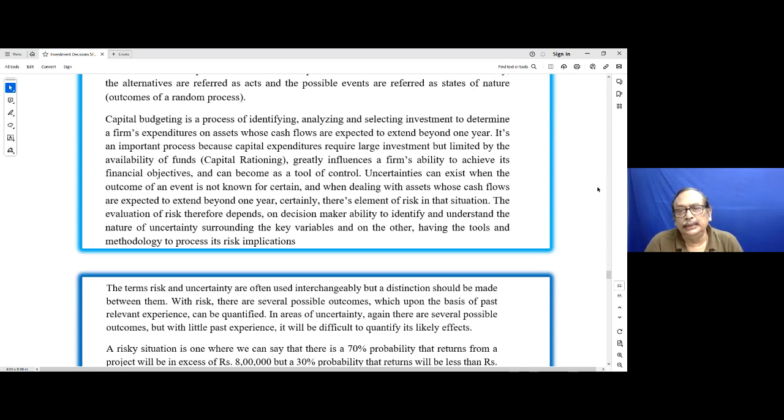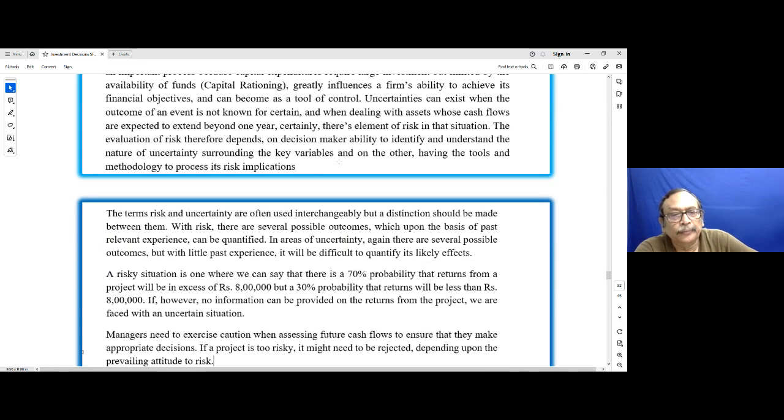Uncertainties can exist when the outcome of an event is not known for certain and when dealing with assets whose cash flows are expected to extend beyond 1 year. Suddenly, there is an element of risk in that situation. The evaluation of risk therefore depends on the decision maker's ability to identify and understand the nature of uncertainty surrounding the key variables, and on the other, having the tools and methodology to process its risk implication.